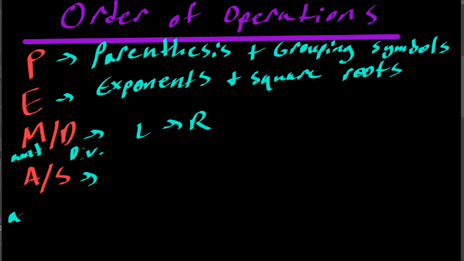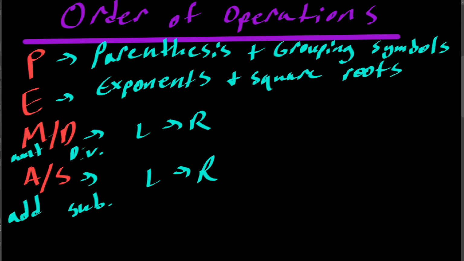And then the AS is adding and subtracting, and it's the same thing. We have to do this from left to right. So sometimes you'll add first, sometimes you'll subtract first. It all depends on which one comes first when you're going from left to right. Okay? So once again, PEMDAS will help you with your order of operations.